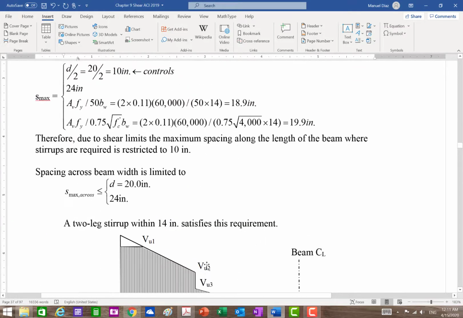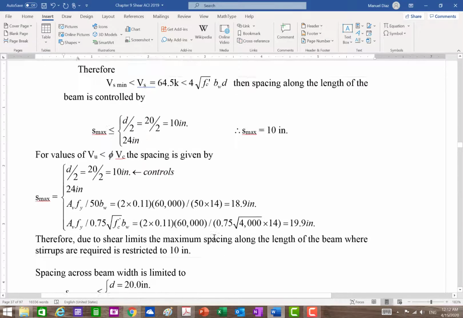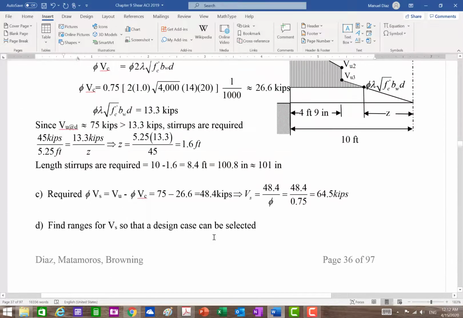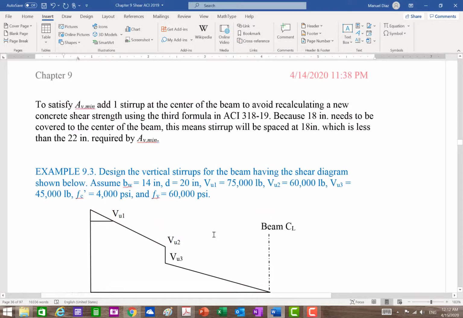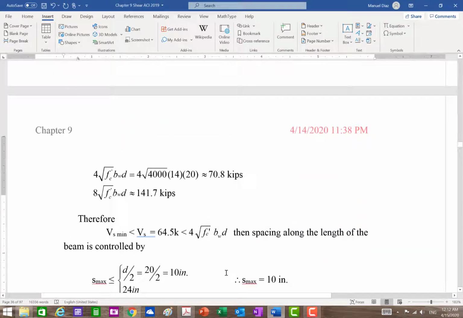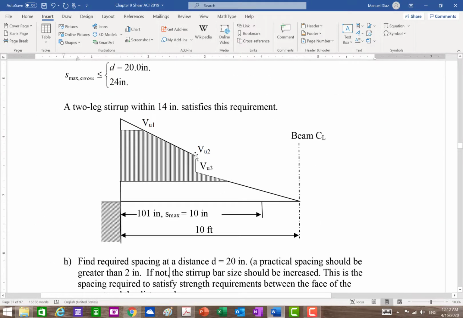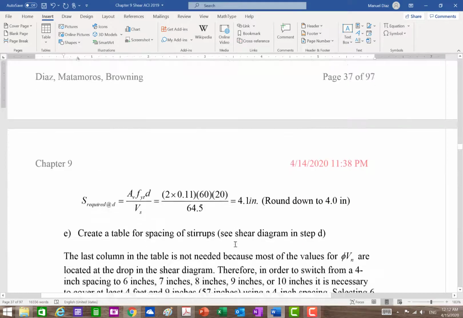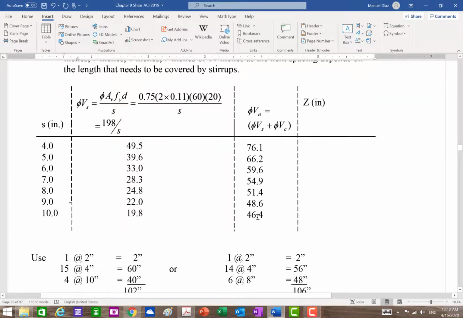How much is VU at 2 and how much is VU at 3? Well, VU at 2 is 60 and VU at 3 is 45. So if this is 60 and having 46, I'm going to do it.